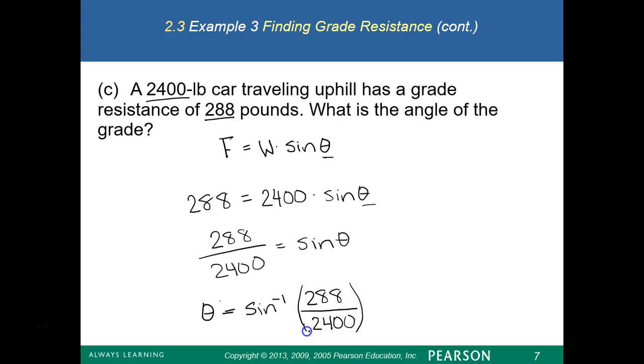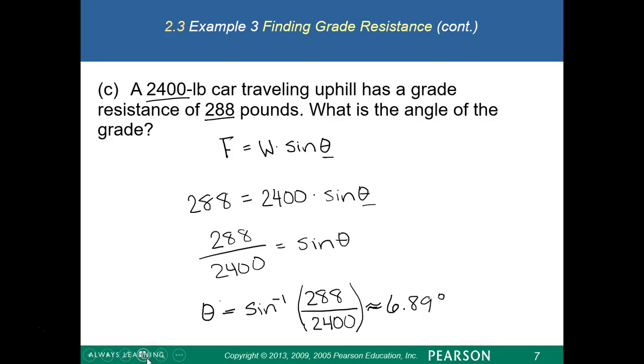Here it is. Plug that into your calculator. The inverse sine, or sine inverse of 288 over 2400. And it says, what is the angle grade? Well, I'm going to tell you, let's just approximate this angle again to 2 decimal places if your book doesn't state how many places to approximate to. And I went ahead and did that in my calculator. I got 6.89 degrees. And I think that is it. Yep, that is it on this section.